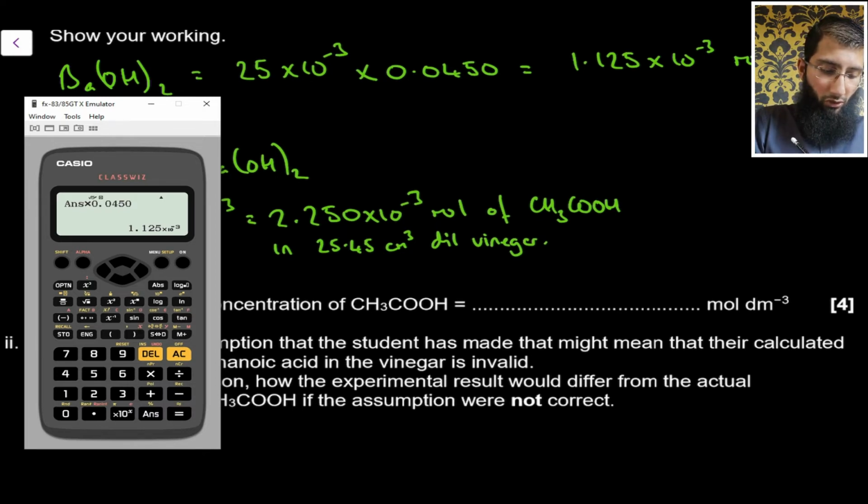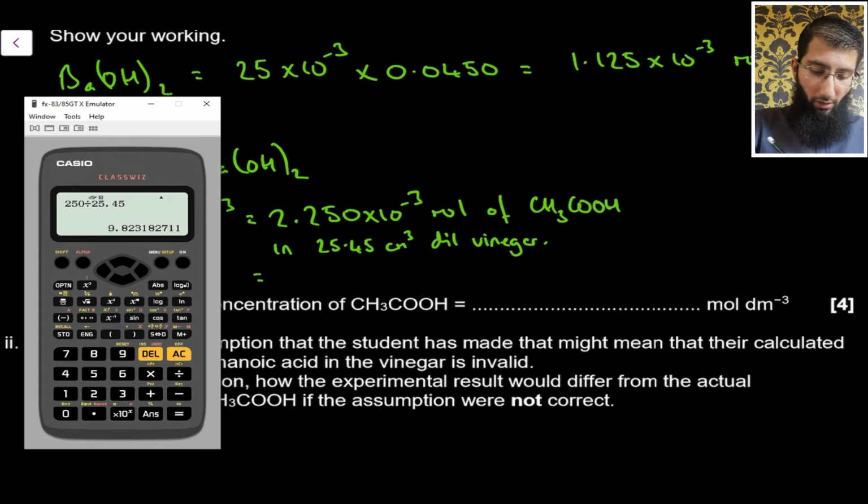So let's have a look. 250 divided by 25.45, let's see how many times it goes in. That's 9.82. So what I'm going to do is multiply 2.250 times 10 to the minus 3, which is the number of moles of ethanoic acid in 25.45 centimeters cubed, by this number 9.82, because I want to work out how many moles of ethanoic acid there are in the original diluted solution.